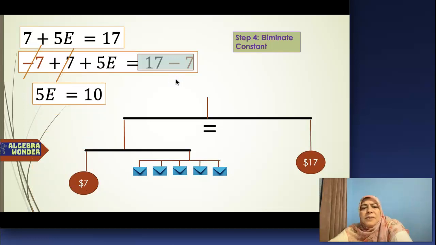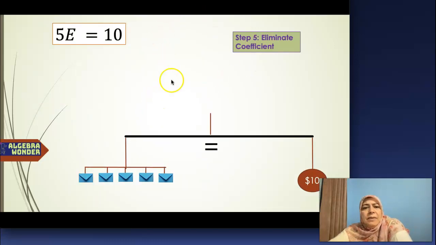Take time, pause the video, and think about it. If you build reasoning with that, it will be super easy to understand. I don't want you to memorize the steps. Now the last thing: I have 5 envelopes equals $10. In your brain, you're going to say, I'm going to divide by 5. This is what's going to happen. So this is eliminating.